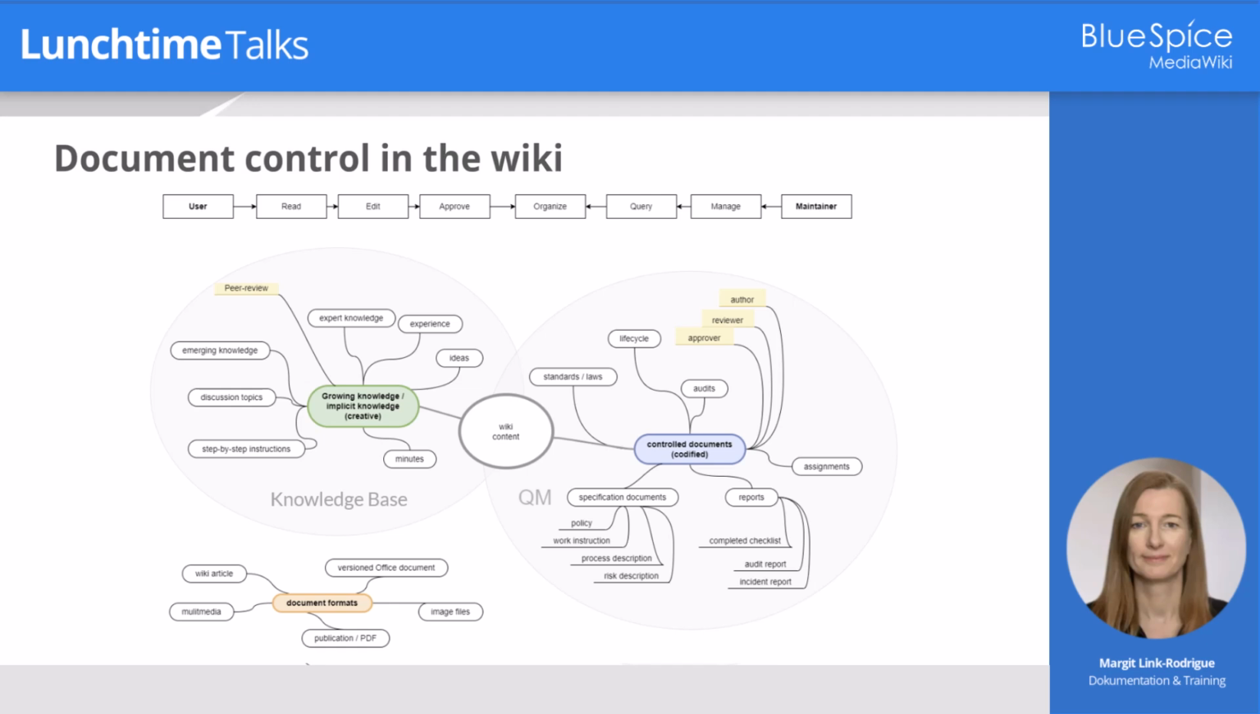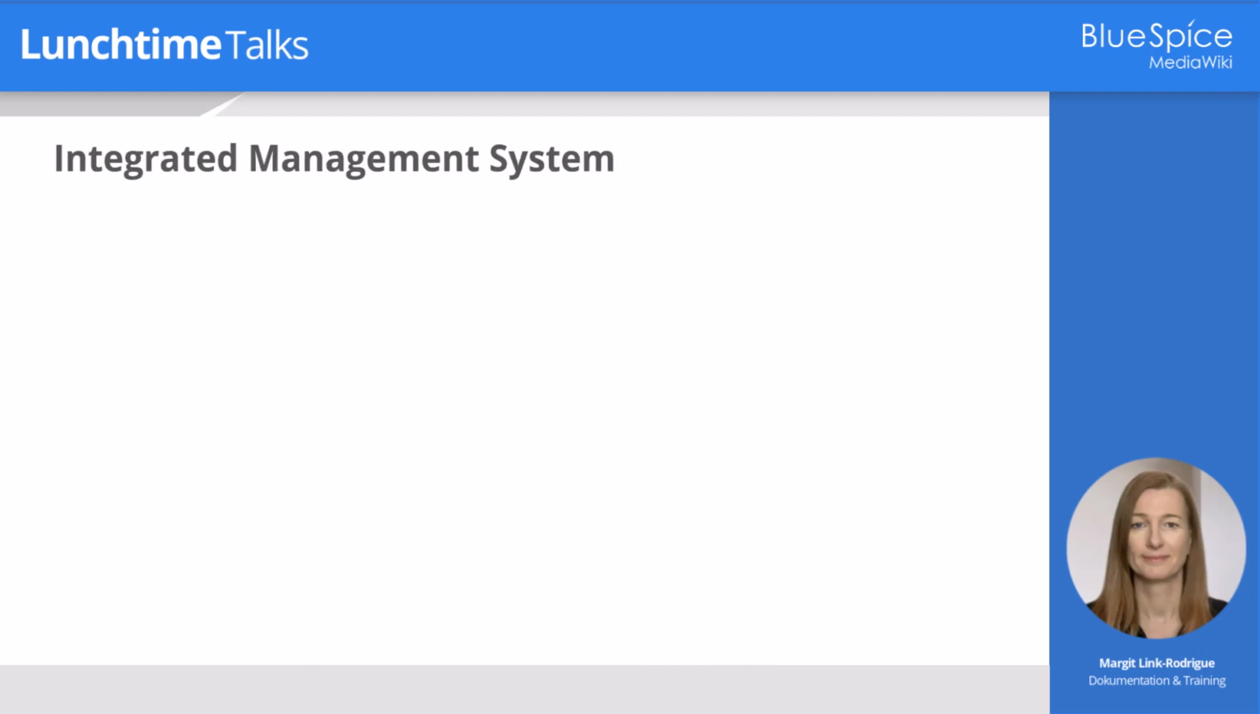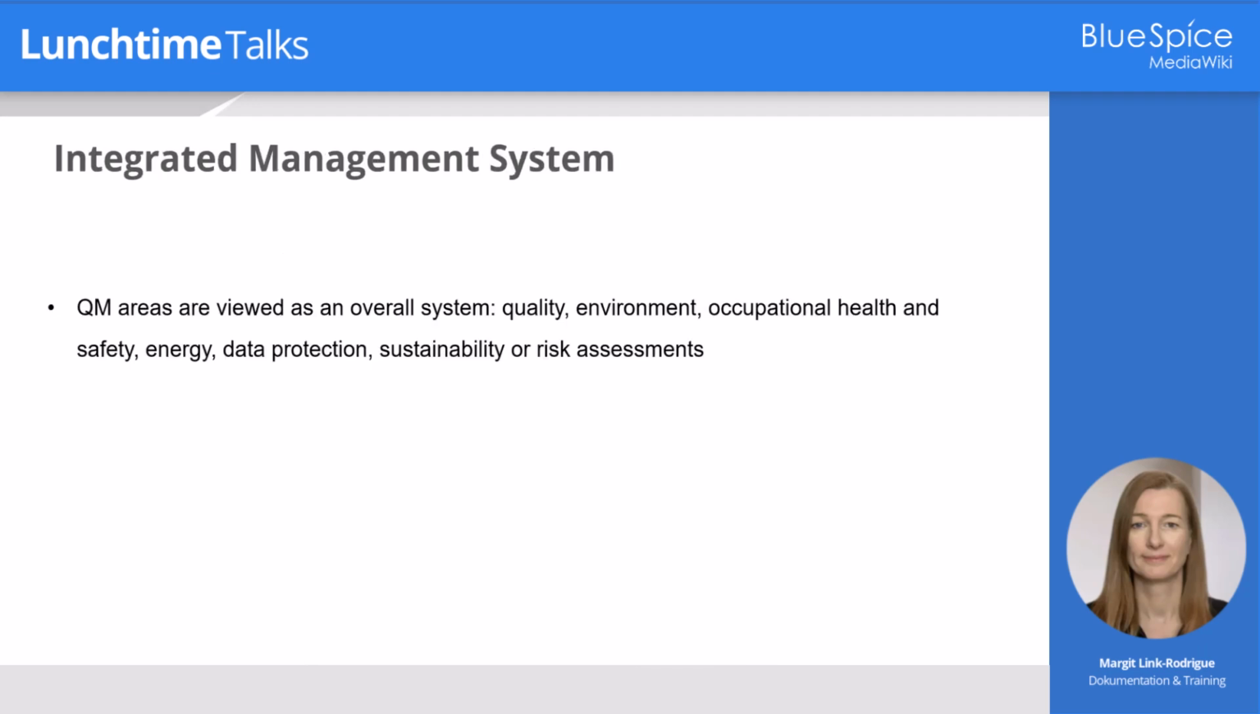Why do we talk about an integrated management system, or why are we trying to achieve that in a wiki? That simply means that your quality management areas are simply viewed as one coherent overall system. So all the topics that play into quality management usually have even their own standards, such as the quality requirements, environmental standards, energy, data protection, and so on. You, of course, try to keep the information as connected and as centralized as possible.